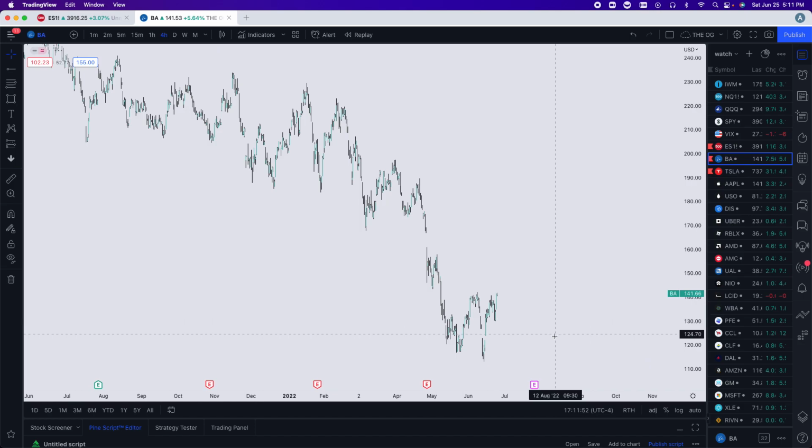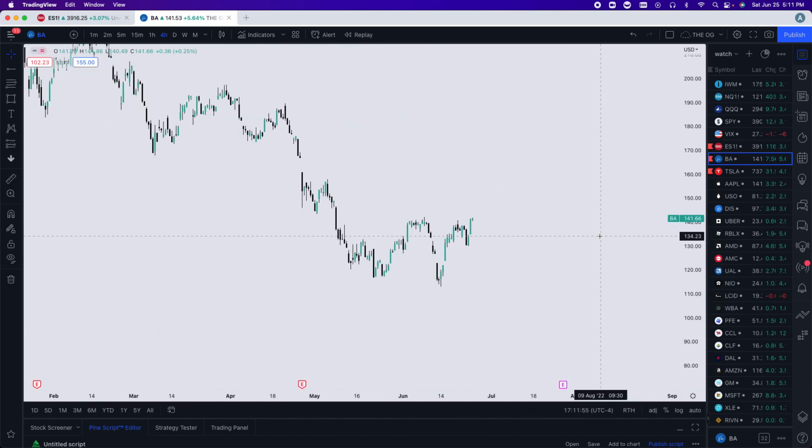Next up here, we have Boeing. Let's ask ourselves the same questions. What is the market structure here? Is it going up, down, or consolidating? Right now, all I see is sideways action in price. Price is currently consolidating.